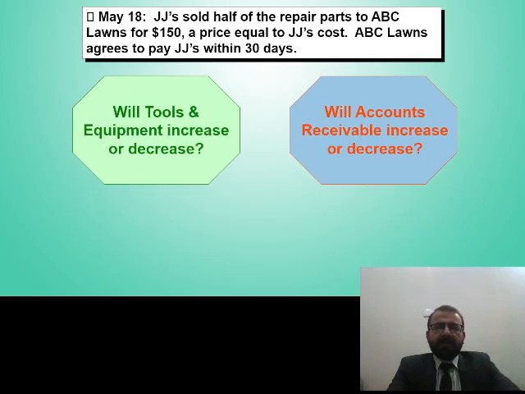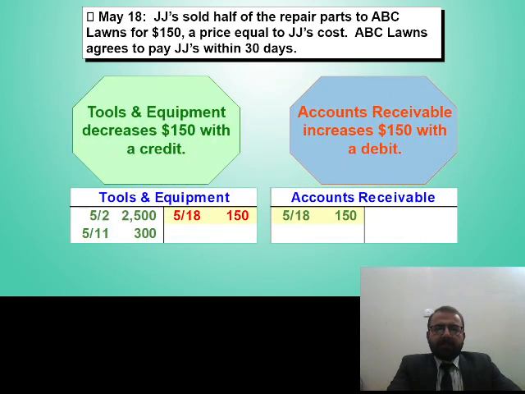JJ's sold half of the repair parts to ABC Lawns for $150, a price equal to JJ's cost. ABC Lawns agrees to pay JJ's within 30 days. Will tools and equipment increase or decrease? Will accounts receivable increase or decrease? Tools and equipment decreases by $150, a credit. Accounts receivable increases by $150, a debit.